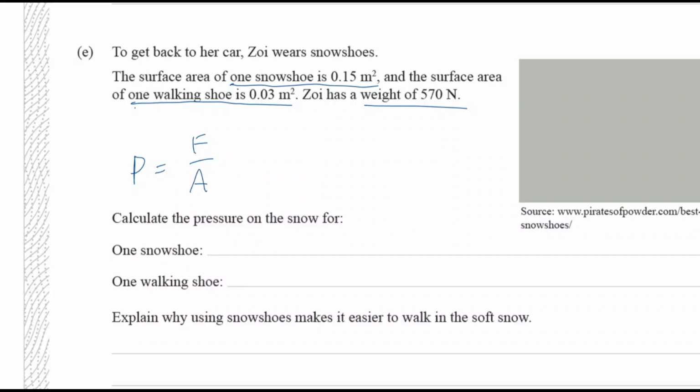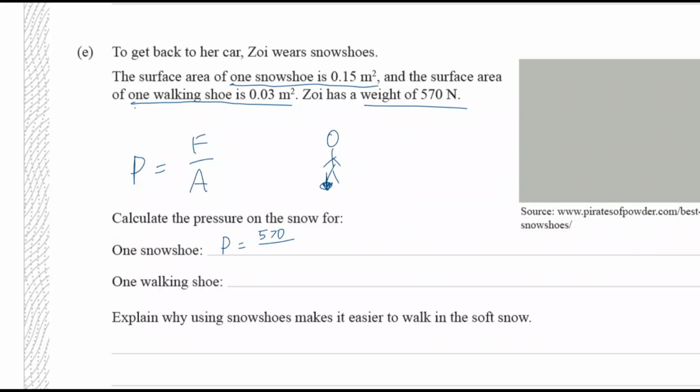So for one snowshoe, we can calculate the pressure that Zoe exerts on the ground. So that pressure is equal to the force. Now, we're assuming that the only force acting downwards is Zoe's weight. It would be different if Zoe was lifting up her foot or pushing it down, right? Using her muscles to add additional force. We're just going to assume she's standing still. The only force acting down is her weight, which is 570 newtons, divided by the contact area of one snowshoe.